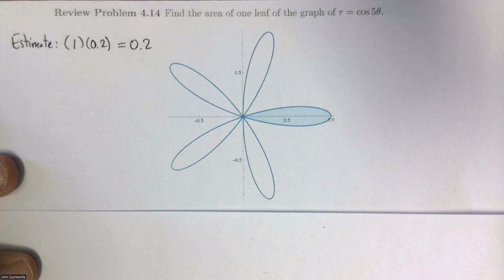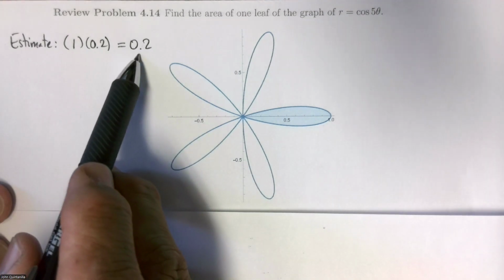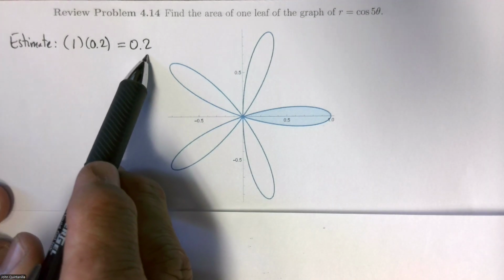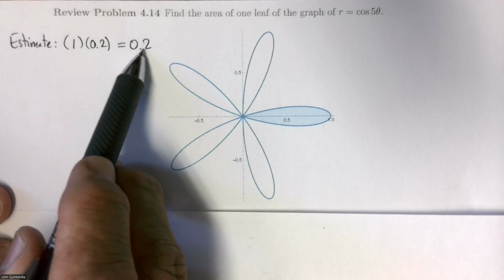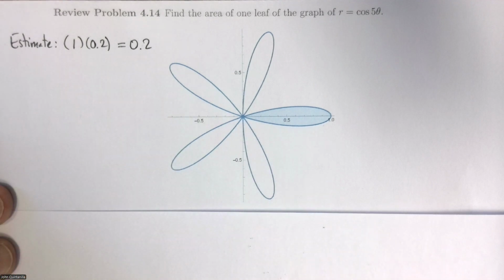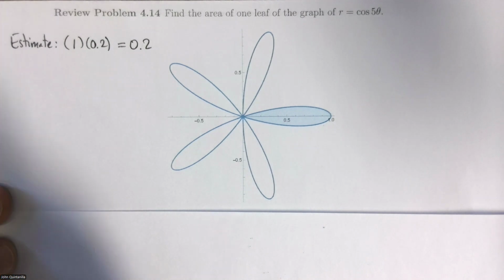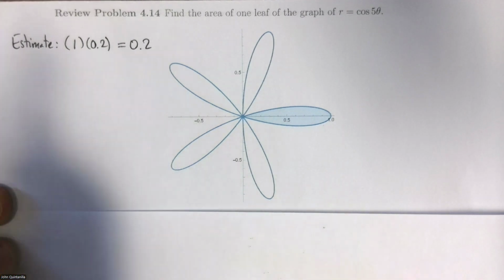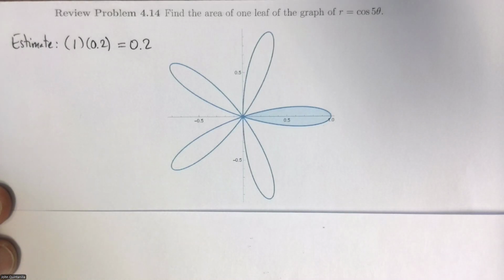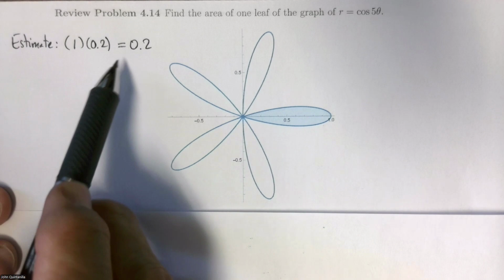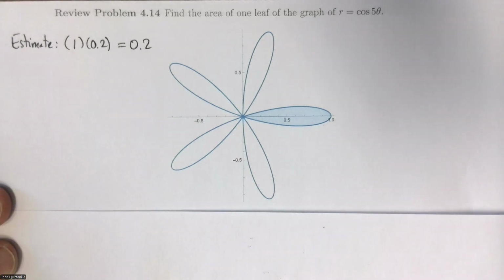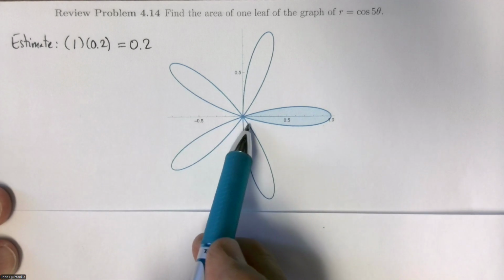Now, this is not the exact answer by any stretch of the imagination, but this gives me some idea as to what I expect for the final answer. If my answer turns out to be like 0.1 or 0.3, I won't be too surprised because that's near my estimate. However, if I do the calculus and I end up with an answer like 26, that is way off from 0.2, and so I know I must have made a mistake and I should redo the calculation. So this gives me a reality check as to what the answer ought to be.